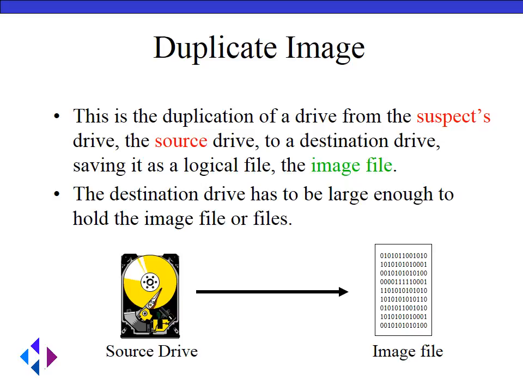Duplicate image. This is the duplication of a drive from the suspect's drive, the source drive, to a destination drive, saving it as a logical file, the image file. The destination drive has to be large enough to hold the image or the image files that are created.